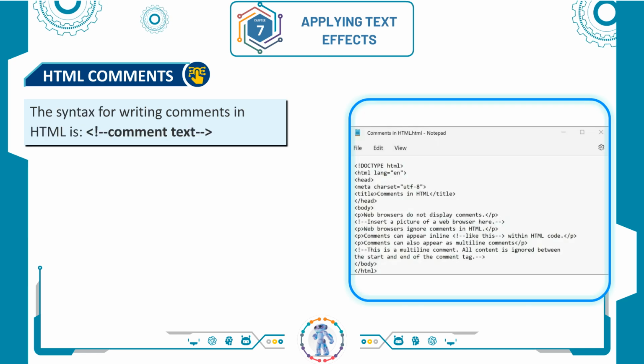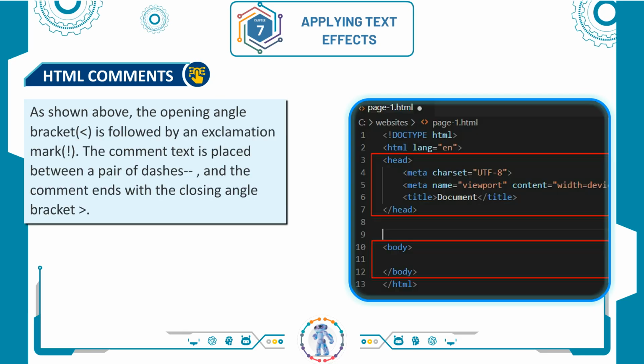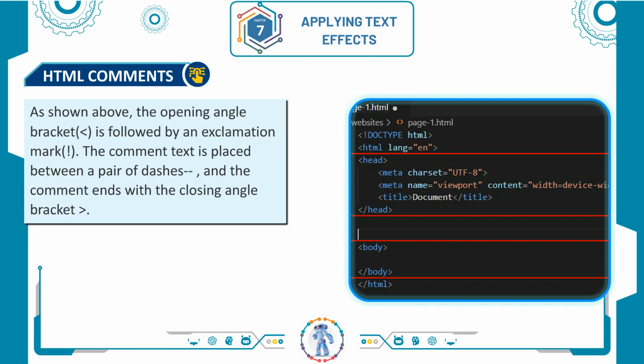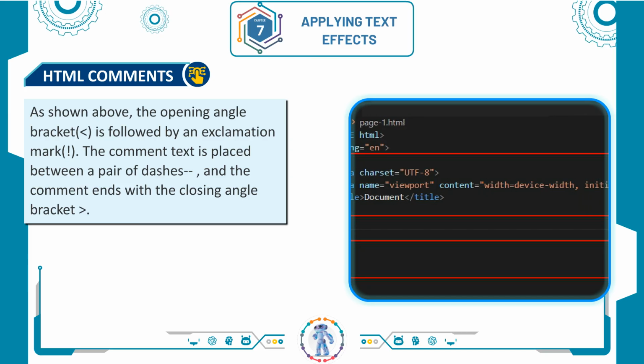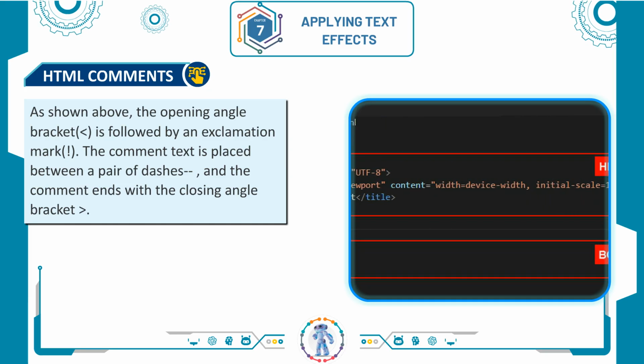The syntax for writing comments in HTML is <!-- comment text -->. As shown above, the opening angle bracket is followed by an exclamation mark. The comment text is placed between a pair of dashes and the comment ends with the closing angle bracket.